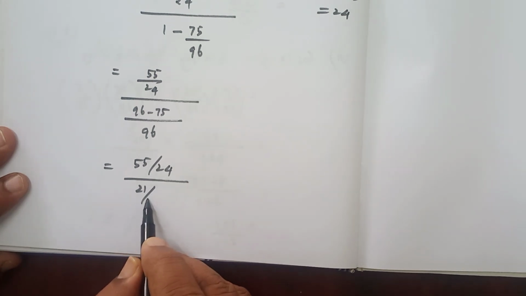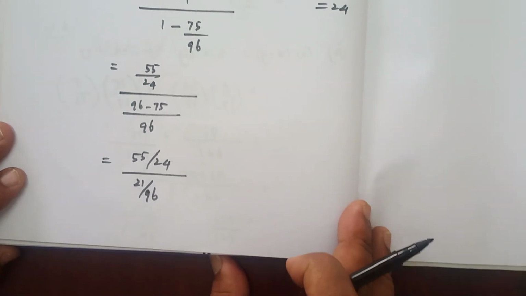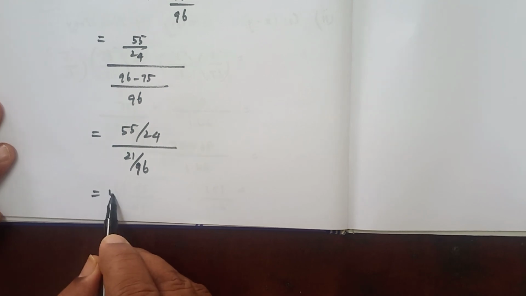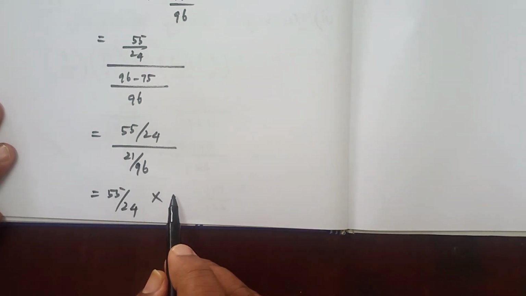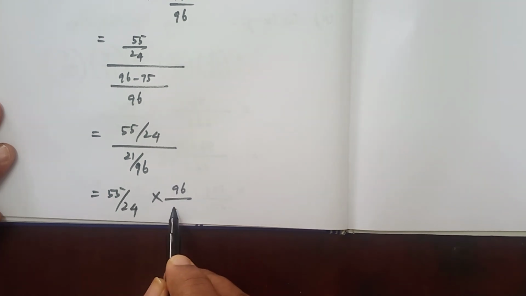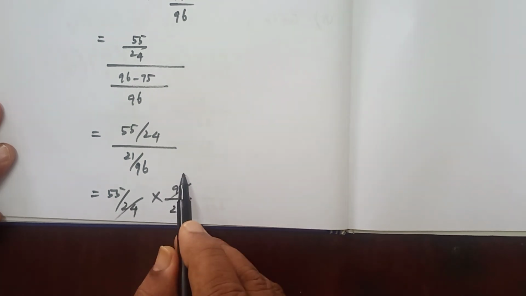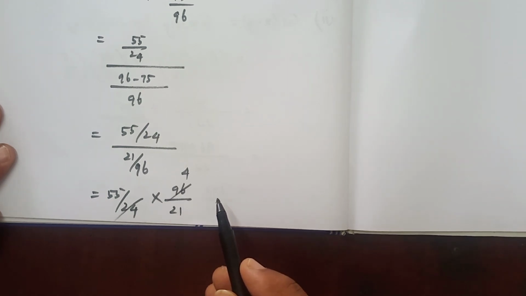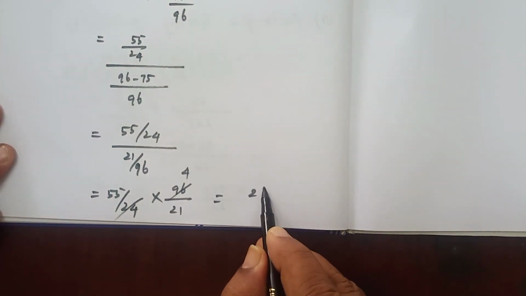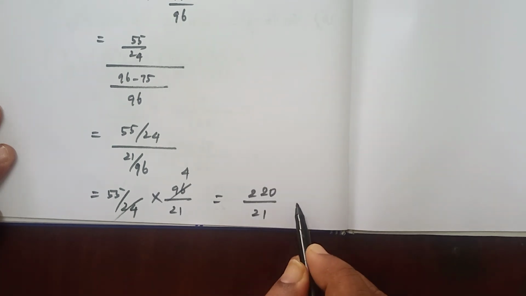equals 55 by 24 divided by 96 minus 75, that is equal to 21 divided by 96. Write the numerator as it is, 55 by 24 into the reciprocal of 21 by 96, which is 96 divided by 21. 24 table how many times? 4 times. 24 4s are 96. 55 into 4 is equal to 220 divided by 21.